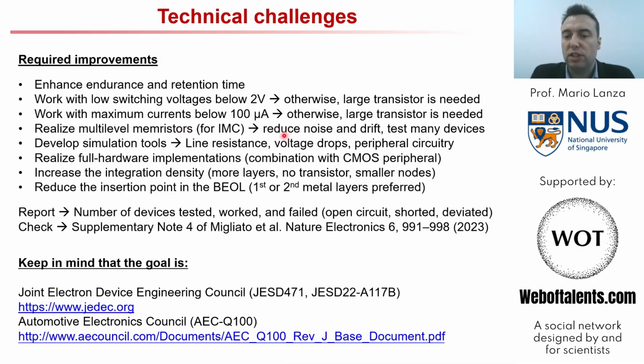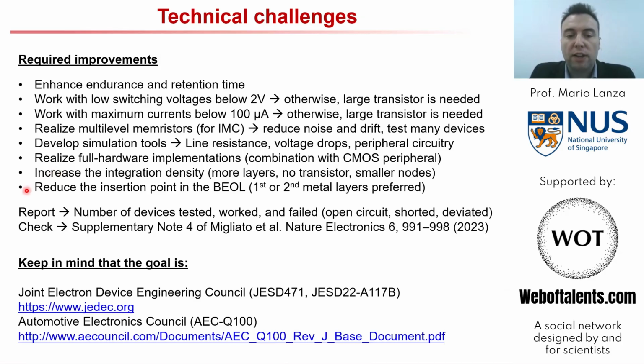So this implies reducing the noise and the drift of the current and testing many more devices. Develop simulation tools that are more realistic, that can consider line resistance, voltage drop, and also combine the memristor with some peripheral circuitry. Realize full hardware implementation, combining the memristors with some transistor-based circuits, increase the integration density, doing more layers, avoiding the use of the serial transistors, and integrating the memristor in smaller technology nodes.